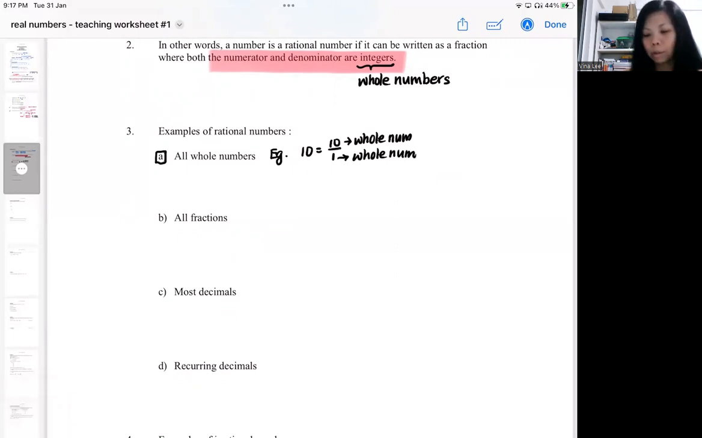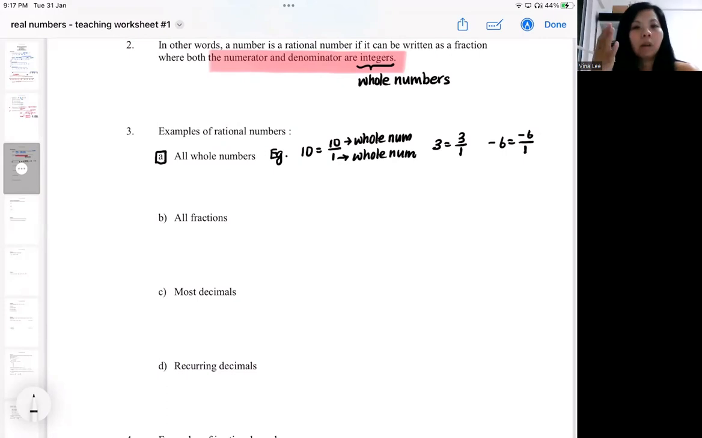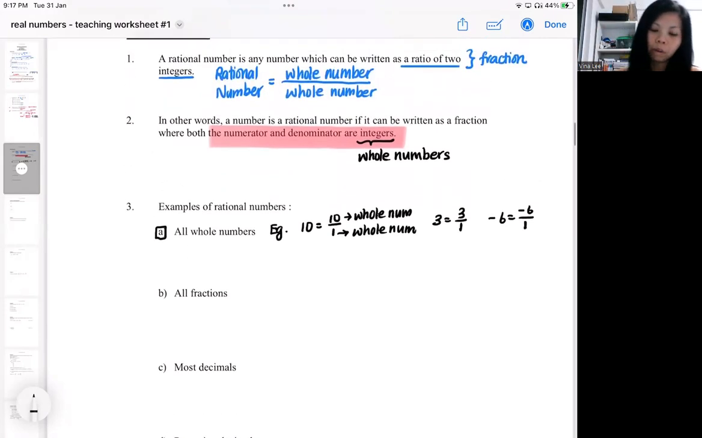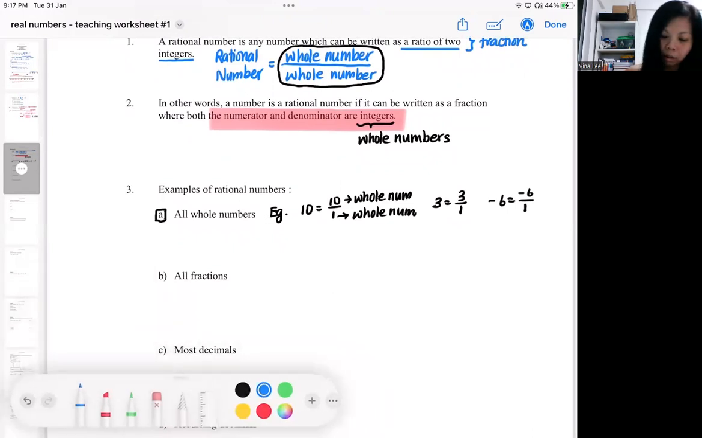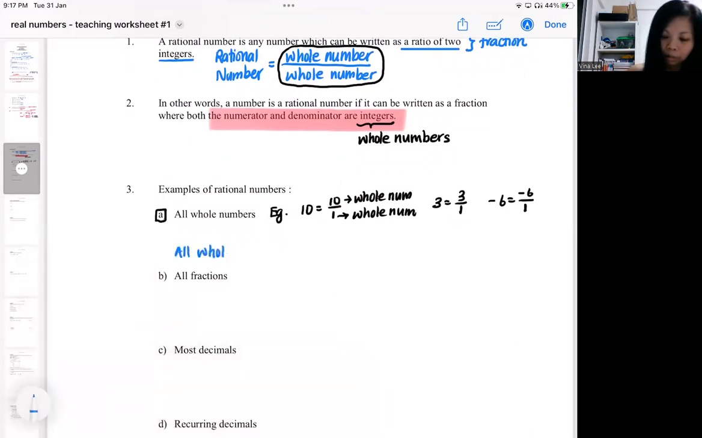Maybe I give you a 3. That will be 3 over 1, also whole number over whole number. So there's an invisible denominator that's applicable for all the whole numbers. If I give you a -6, it can also be -6 over 1. As long as I can change it to a format of whole number over whole number, that will be a rational number. So my conclusion here is all the whole numbers are rational numbers.